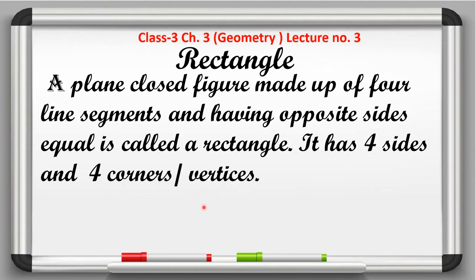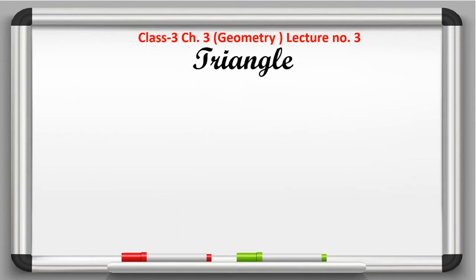So here I am going to show you one rectangle. This is a rectangle beta. It has how many sides? 1, 2, 3, 4. Four sides and four vertices. Okay, 1, 2, 3 and 4. So there is a basic difference between a square and a rectangle. That is, in a square all sides are equal, but in a rectangle opposite sides are equal. Means this side is equal to this side and this side is equal to this side. Understood beta?